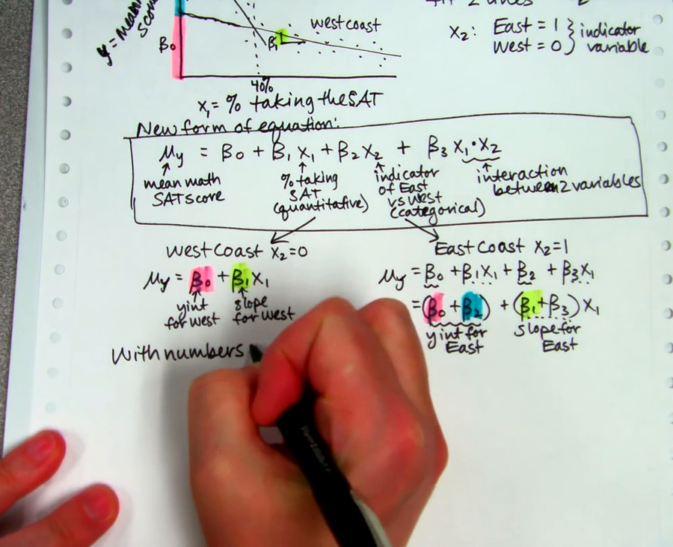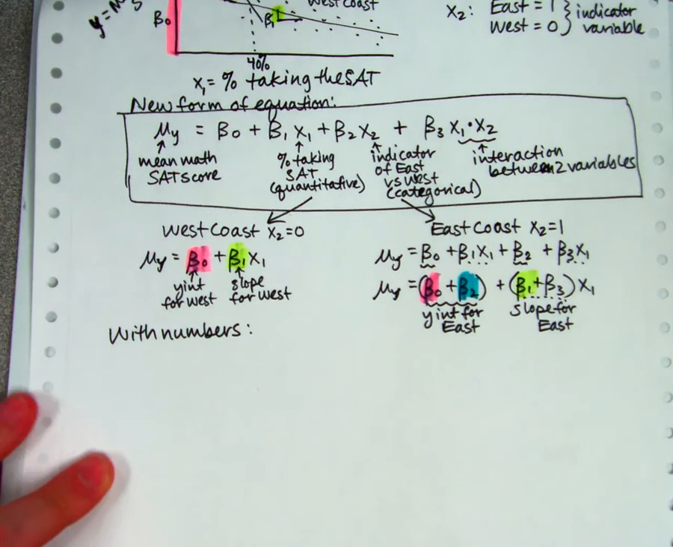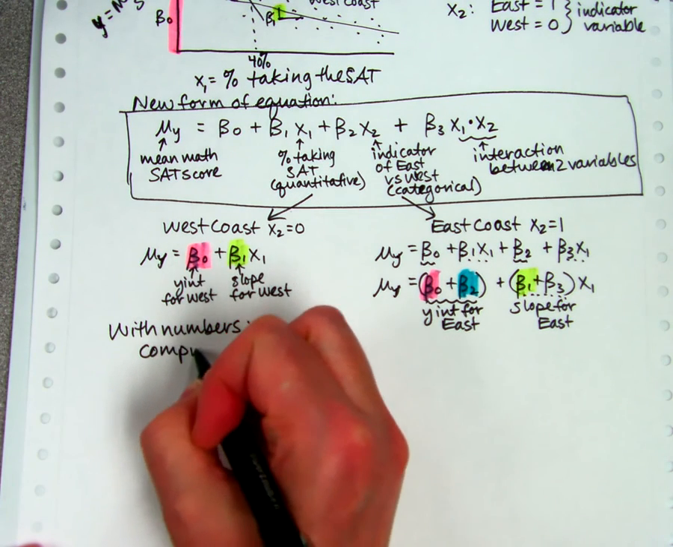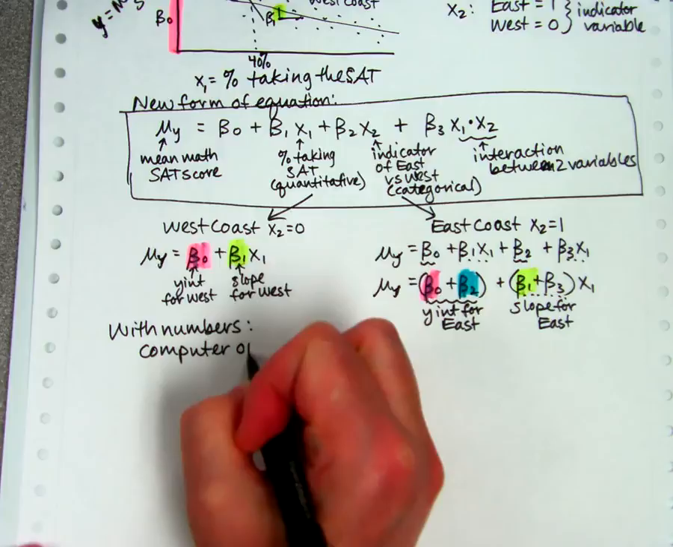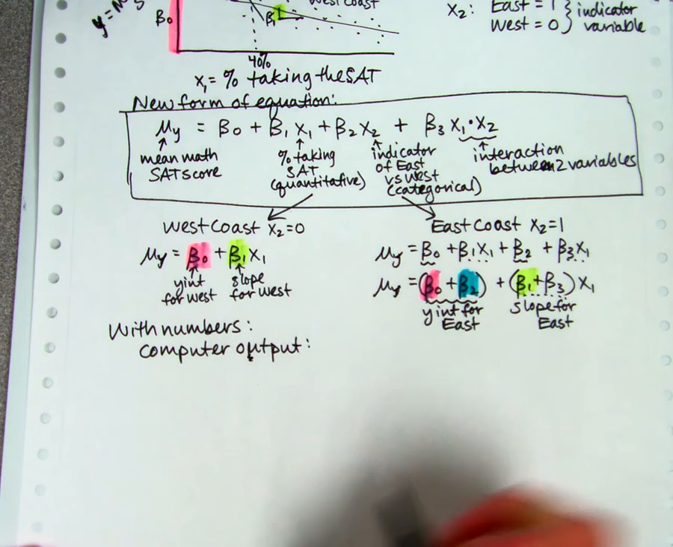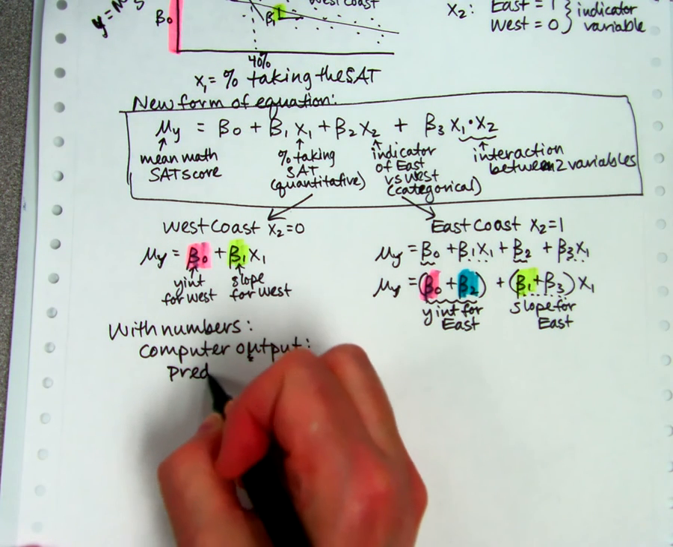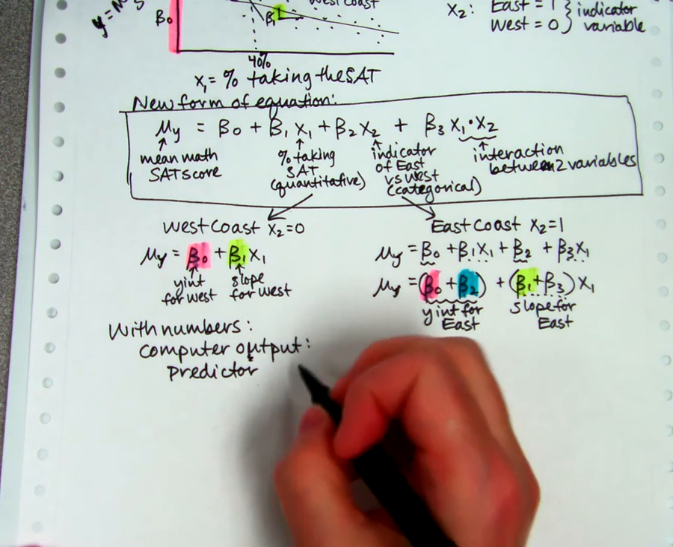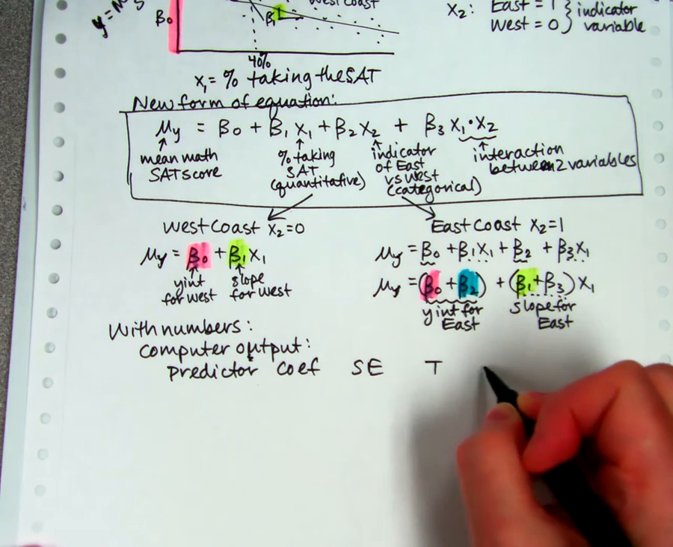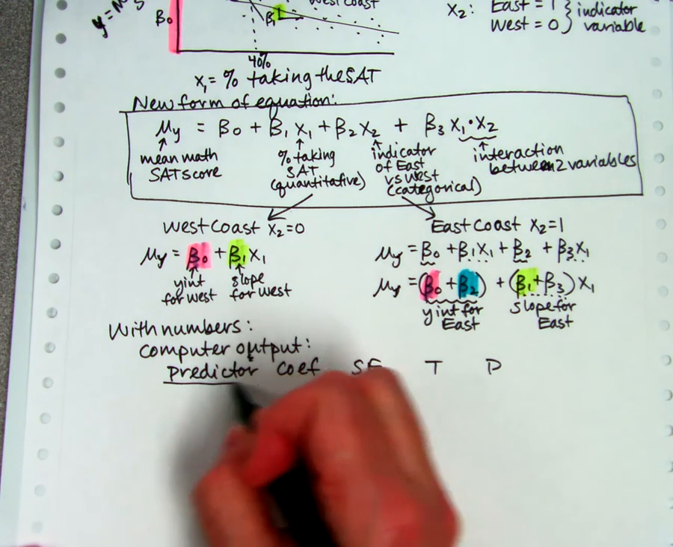So you plug it in the computer. You don't have to do that because the book will do that for you, or I will do that for you. You read the computer output. The computer output is set up the same exact way as all the other computer outputs we've done for linear regression, where it has a predictor, and then it has a coefficient, and then it has SE and T and P, and we don't need to worry about that right now.